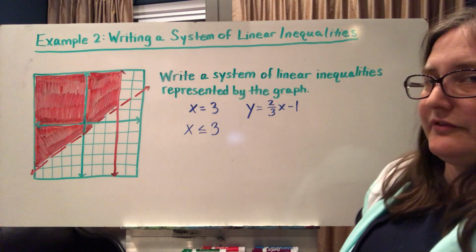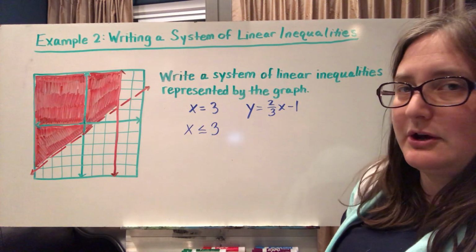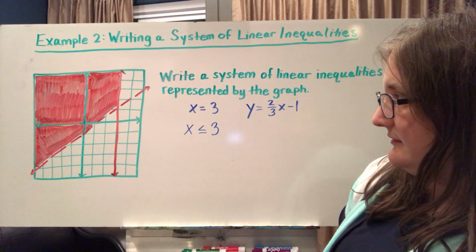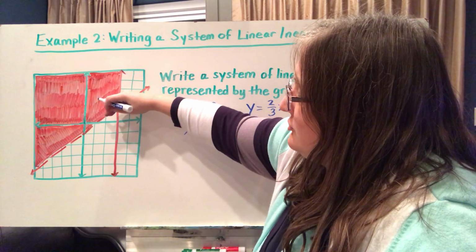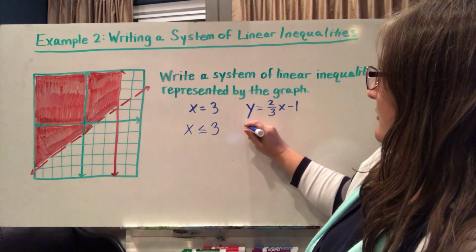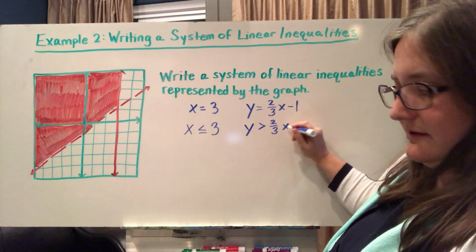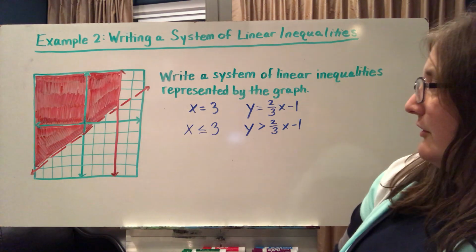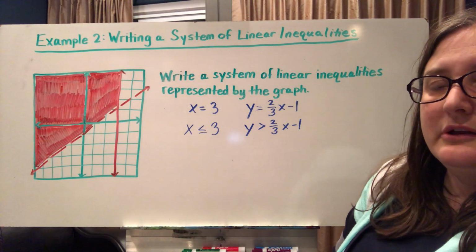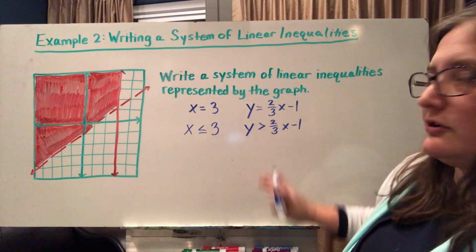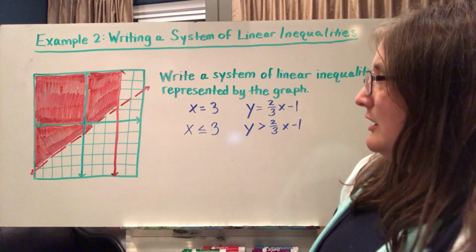For this line, I have the dashed line, so I know it's going to be a greater than or less than sign. And it seems that everything that's shaded is above the line, so y is greater than 2/3 x minus 1. So I can find a test point just to make sure that my inequalities are true. I'm just checking my work.